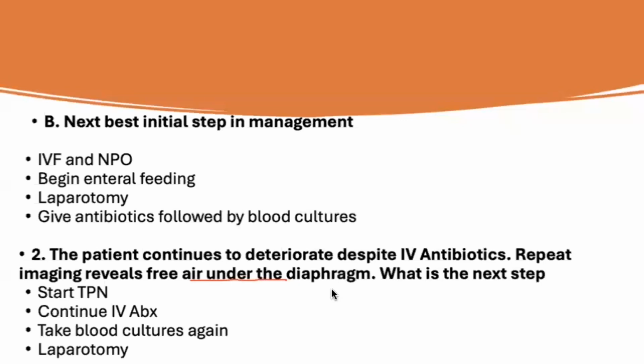And if this is not treated as soon as possible, we can lose the patient. So our next best bet here is laparotomy, because we discussed that once all else has failed, we need to call on surgery. Once surgery comes and a laparotomy is done, the necrosed bowel is going to be taken out so the patient can be saved. Starting total parenteral nutrition is wrong because, again, we need to keep the patient on bowel rest. We can't continue IV antibiotics at this point because it's not working. And taking blood cultures again is the wrong answer.